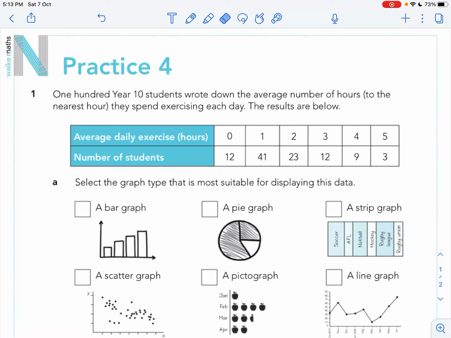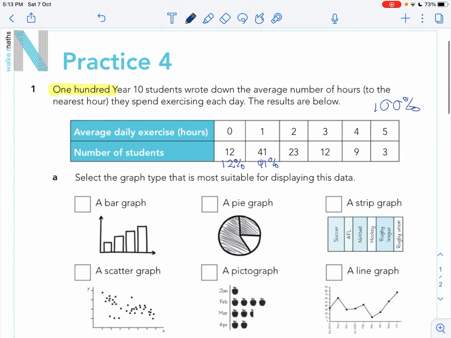Okay, this is practice 4. First of all, we've got 100 students. Okay, so we can think of that as a percentage. So 100%. 100 students is 100%. Okay. Year 10 students wrote down the average number of hours they spend exercising each day. Okay, so that kind of means 12%, 12 is 12%, 41 is 41%, because this is all out of 100, etc.